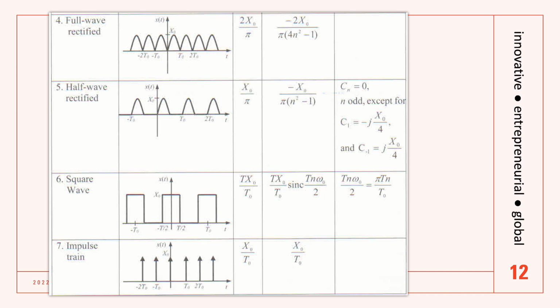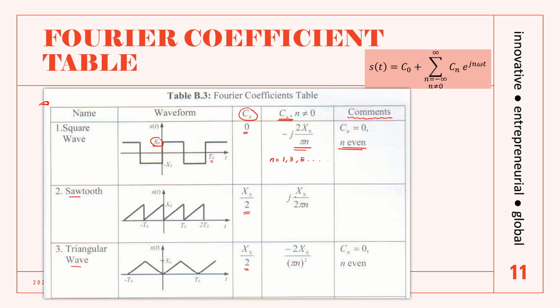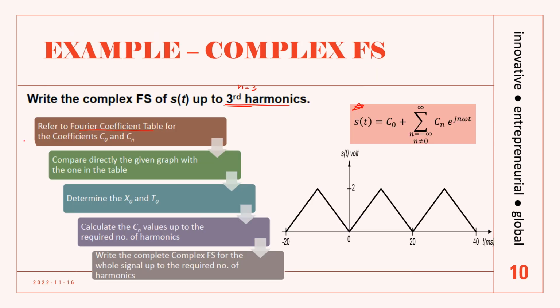Now let's go back to the previous slide. The first step, if you have this kind of question, is to refer to the Fourier coefficient table and look at which signal this signal is closest to. For example, the signal given here is closest to the triangular wave; it is obviously not a sawtooth. Next, compare directly with the given graph and determine the values of x naught and T naught.